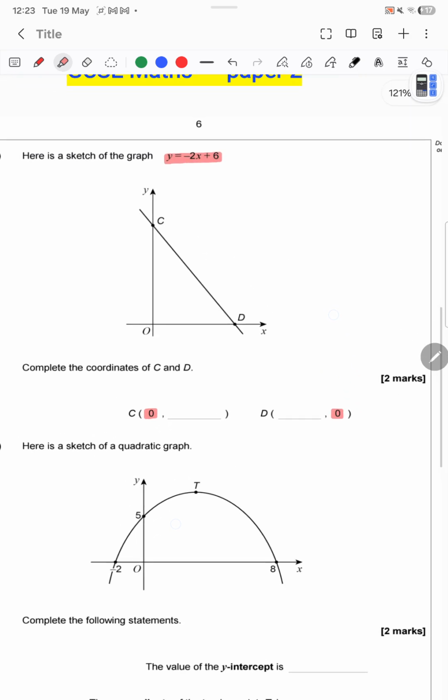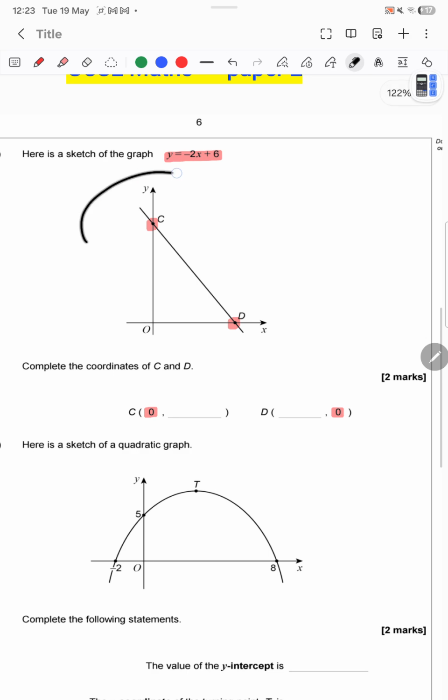So if you look on the graph, C intersects the y-axis and D intersects the graph at the x-axis, and we know that where the graph intersects the y-axis, we need to sub in x equals 0 into the equation to get the answer, and when the graph intersects the x-axis, we need to put y equals 0 into the equation to get the coordinate over here.